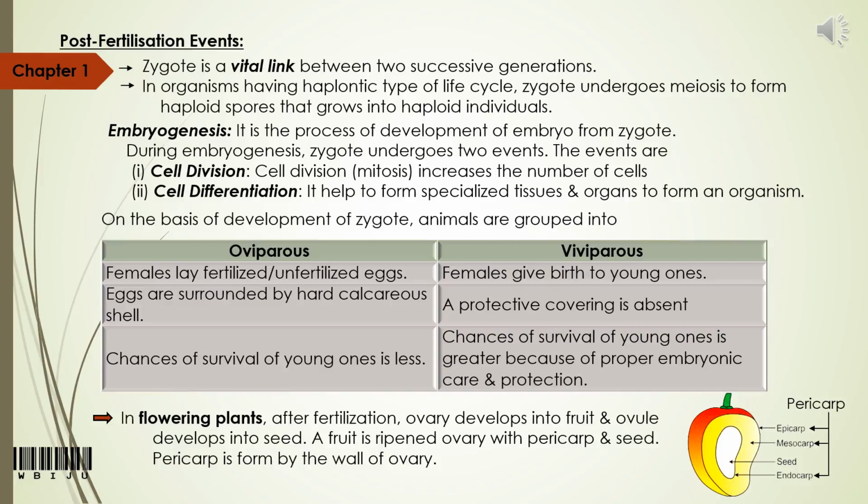So this is about animals. Now come to plants. In case of plants, after fertilization, we know that the ovary develops into a fruit, which consists of two parts, pericarp and seed. This pericarp will develop from the ovary wall, whereas the seed develops from the ovule. So these are some of the points related to post-fertilization events in plants.